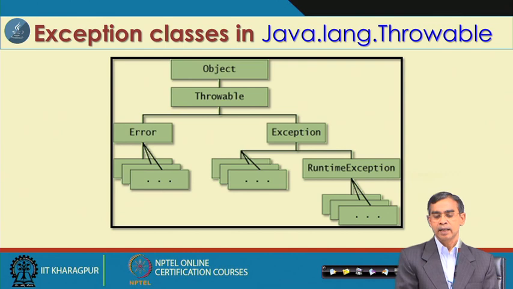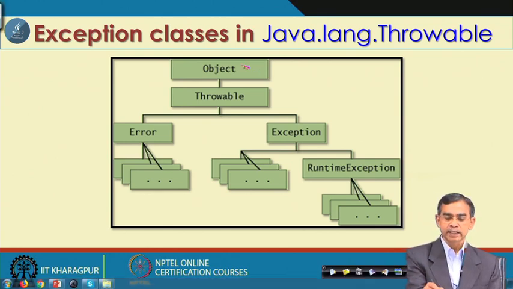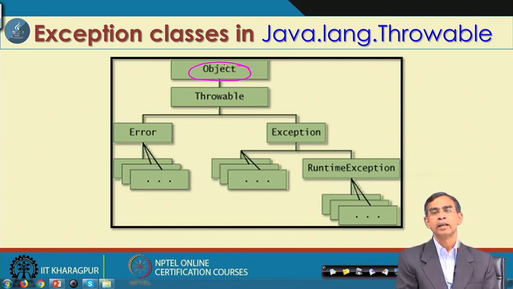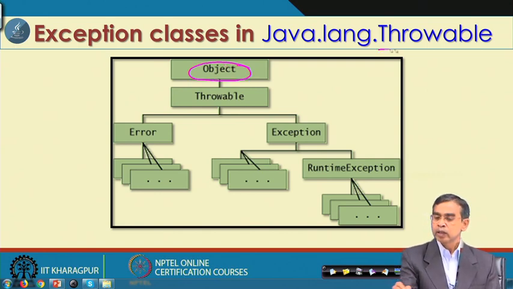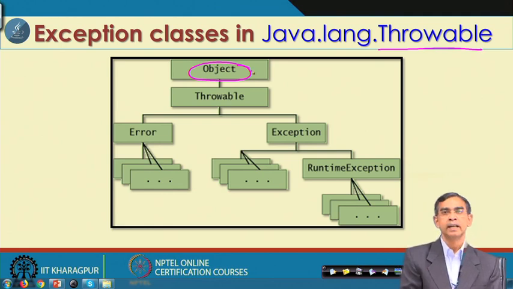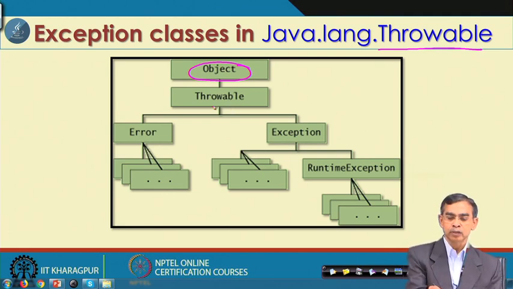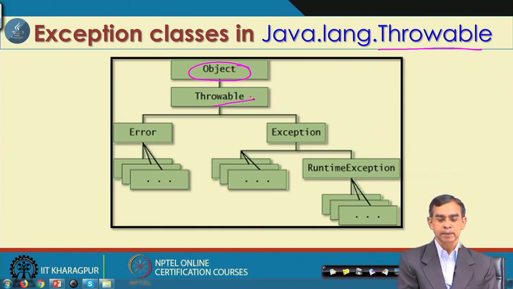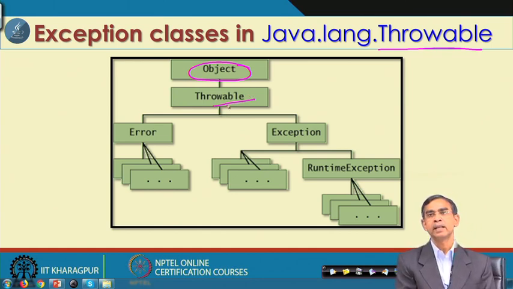So, this is the class hierarchy that this java.lang package has regarding exception handling. Here, there is a class called Object defined in java.lang, and under it the class Throwable. Under this Throwable, this is the hierarchy of the different subclasses of the class Throwable. So, Object is the superclass, and under it is Throwable.